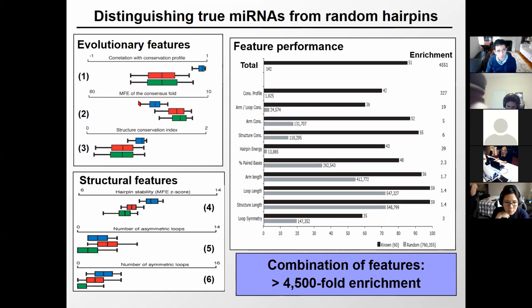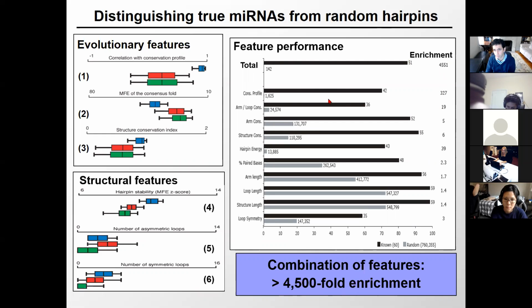And then you can also look at the minimum free energy of the consensus fold, which is lower for true microRNAs. You can look at the structural conservation index. You can look at structural features of the hairpin stability, the number of asymmetric loops, the number of symmetric loops, and each of those basically gives you an enrichment that we can combine now to get a total enrichment for true microRNAs. So combining these multiple evolutionary and structural signatures, we now have more than 4,500-fold enrichment for true microRNAs.